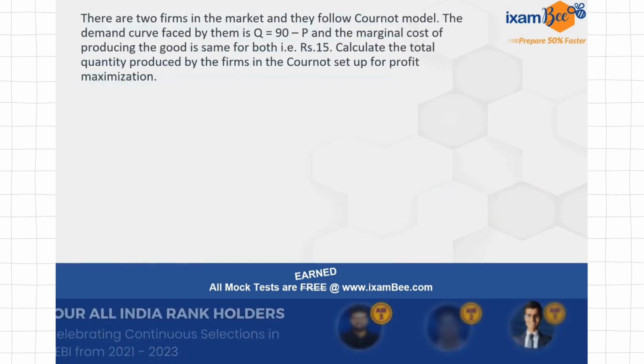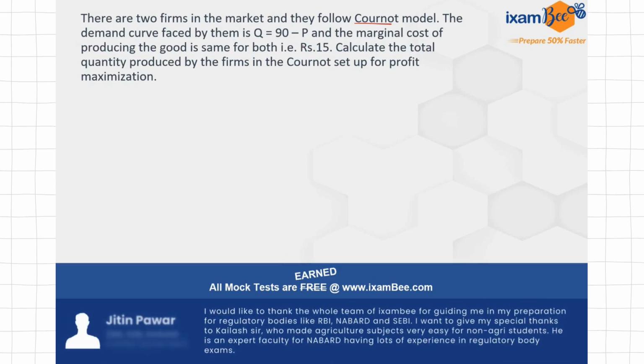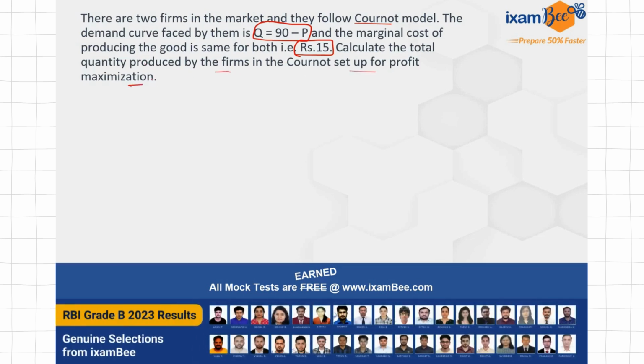So the question here is from a Cournot model. There are two firms, so it's a Cournot duopoly model, and the demand curve is given. The marginal cost is also given, and it is the same for both these firms. Now you have to calculate the quantity produced by these firms in the Cournot setup for profit maximization. How much quantity will be produced?